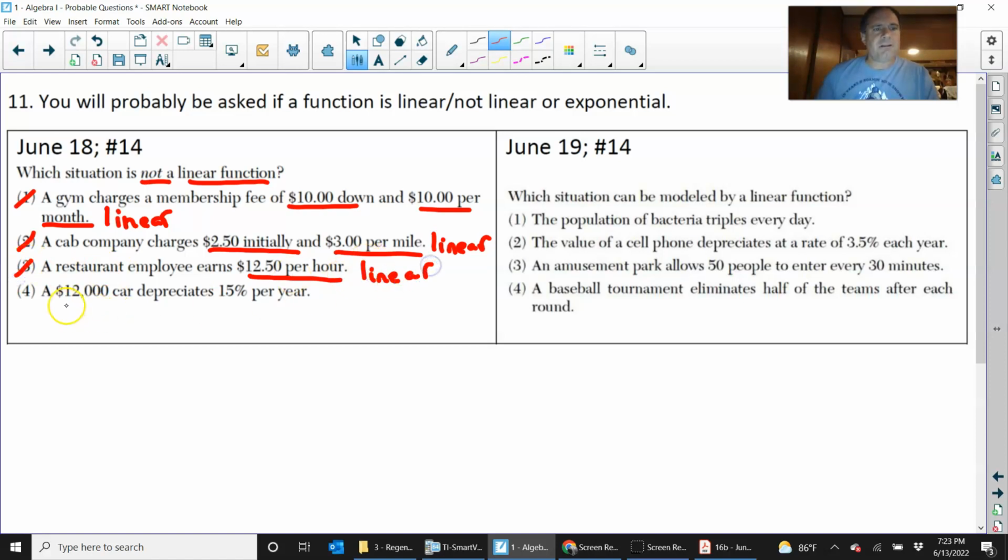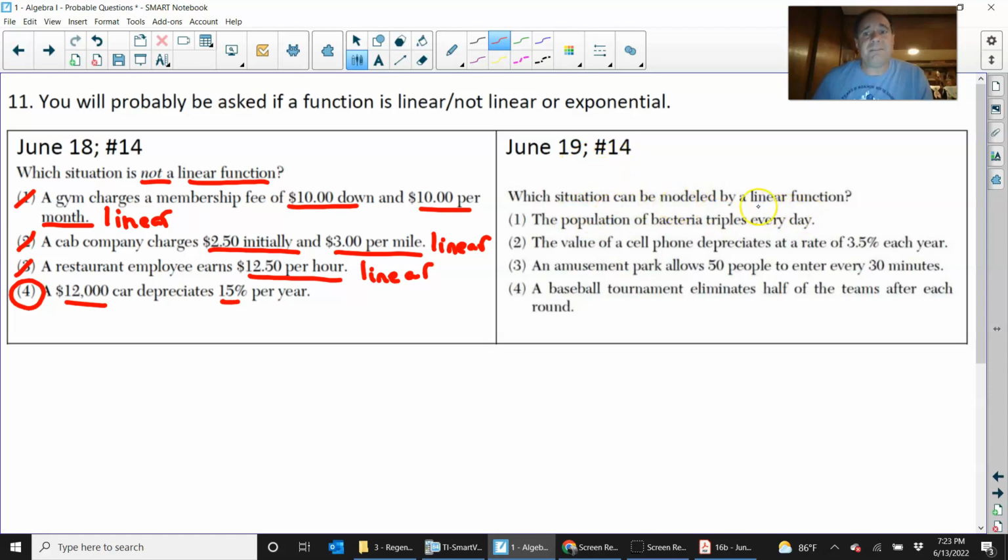A car that is $12,000 depreciates 15% a year. That's 15% of $12,000 the first year, then it minuses from that amount, and then another 15% of a different amount. This is not linear, so that is not a constant rate. For this one, June 2019, they switched it up a little bit.